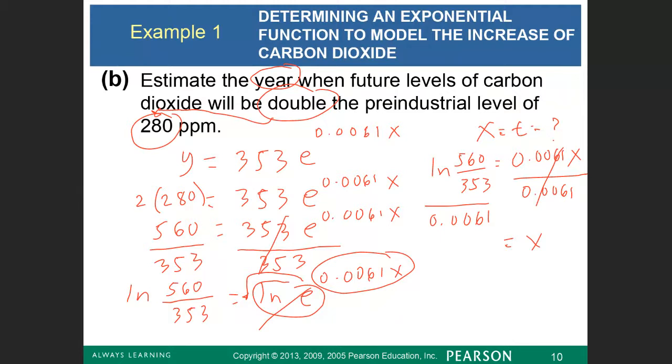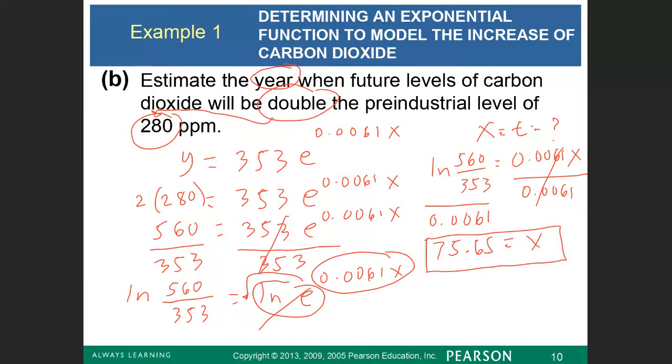So we're not going to round that. We will just show that 75.65 in decimal. That could be rounded off to 76 years. And that's our answer for letter B.